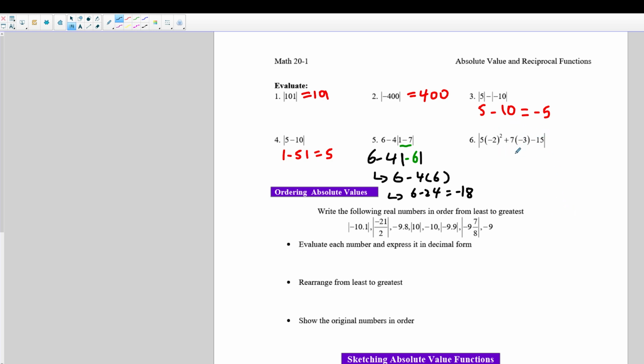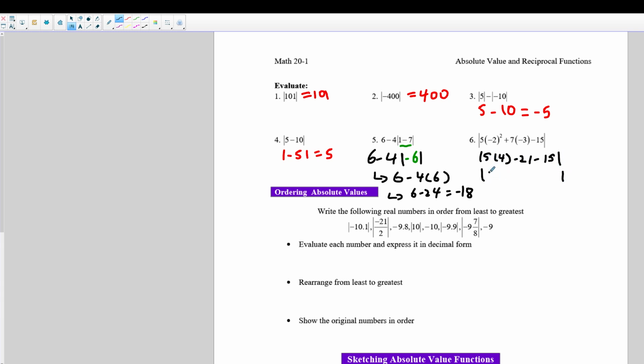Over here, for question number 6, we've got a few different steps. We have the absolute value signs around the entire thing, so we can simplify where we can first. 5 times negative 2 squared, and negative 2 squared is just 4. So 5 times 4, plus 7 times negative 3, so that's going to be minus 21, and minus 15.